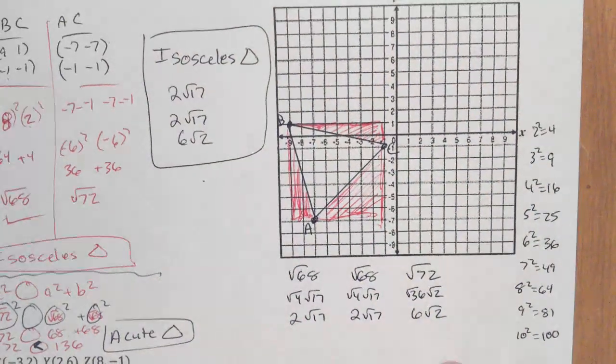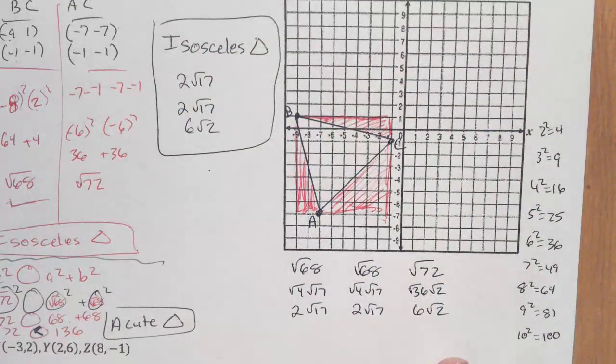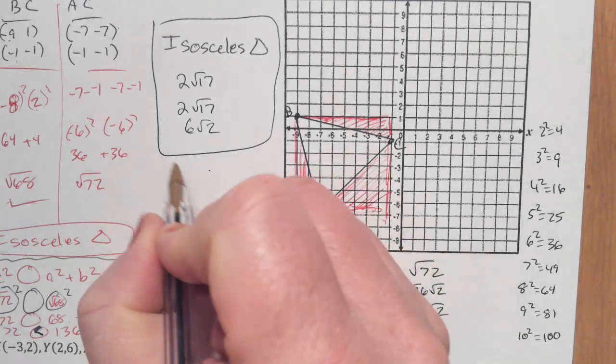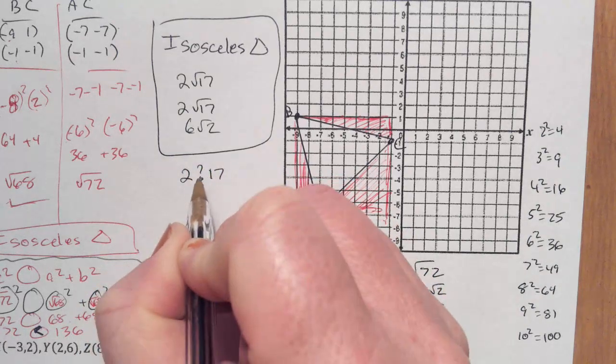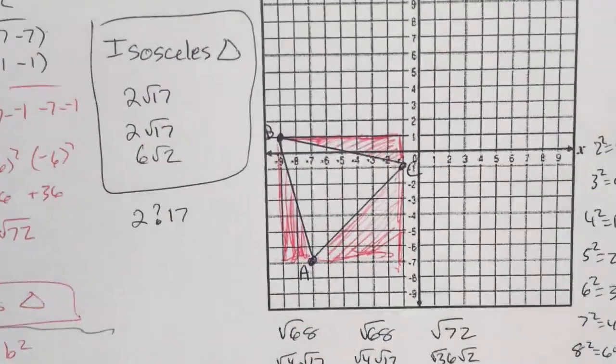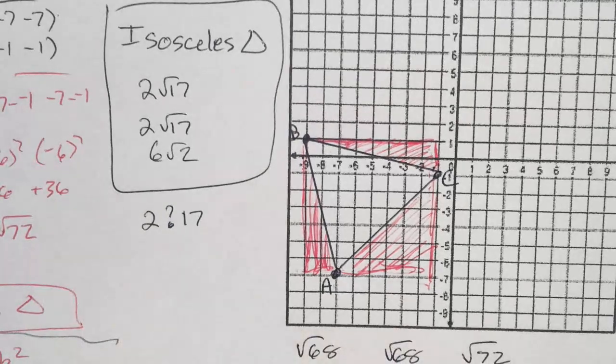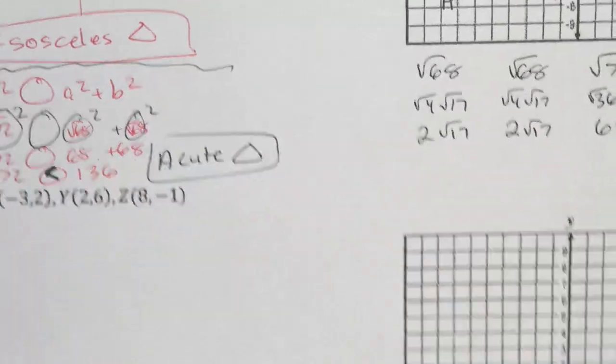And how are you guys going to type that into the computer, like in the chat or in Teams? I'm okay with you guys just using the question mark. So 2 question mark 17. That's what we're just going to use because we don't have the actual button for that. Okay, let's go ahead and go to number 12.